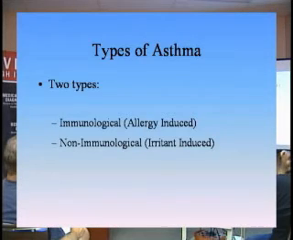Non-immunological asthma is irritant-induced. And what this means is that it usually doesn't occur after a latent period. It usually occurs right away, within 48 hours after your exposure, and is usually to a high concentration of a substance. So something like a chemical spill would be an irritant-induced asthma.